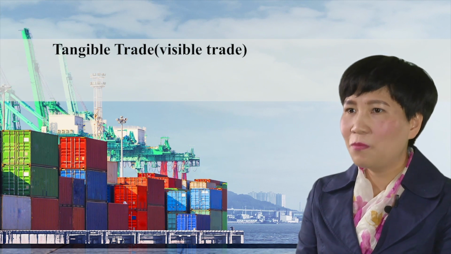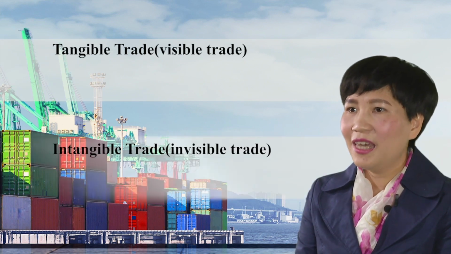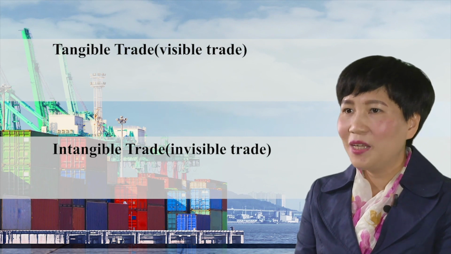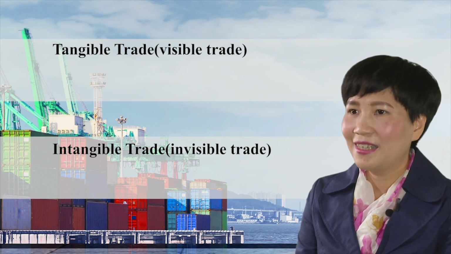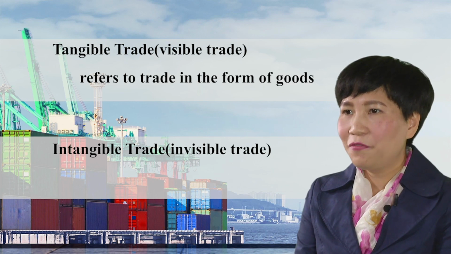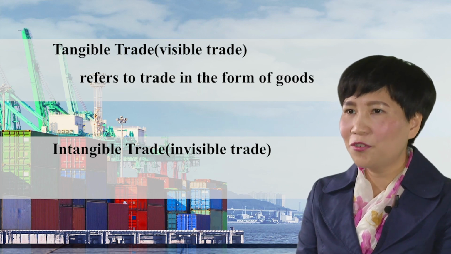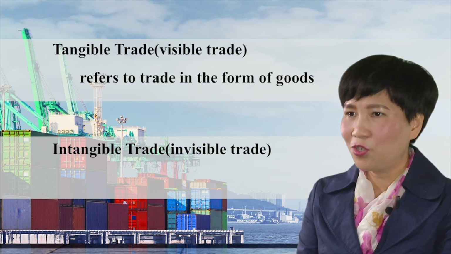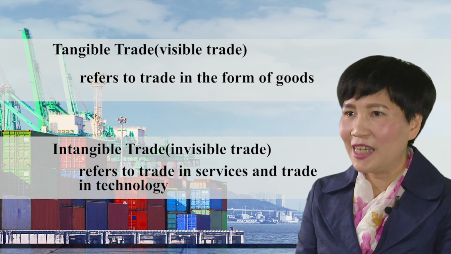According to the forms and contents of merchandise, international trade may be classified into tangible trade or visible trade, and intangible trade or invisible trade. Tangible trade refers to trade in the form of goods. Intangible trade refers to trade in services and trade in technology.